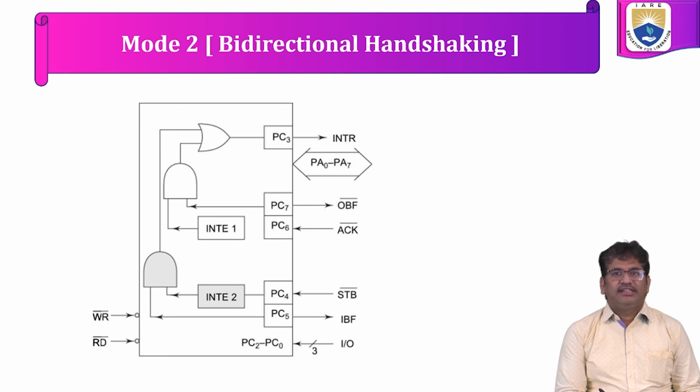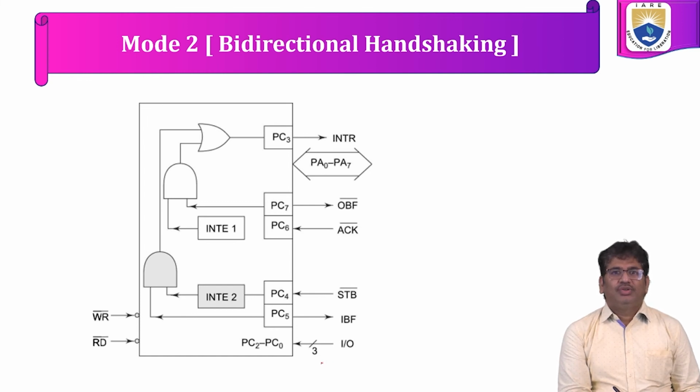The various handshake signals we have are OBF, that is output buffer full, acknowledgement ACK, and an interrupt request which is used for both input as well as output operation. PC4 is connected to the strobe signal. PC5 is connected to IBF, input buffer full. The rest of the pins, that is PC0 to PC2, have no significance here, so we can use them in IO operations.